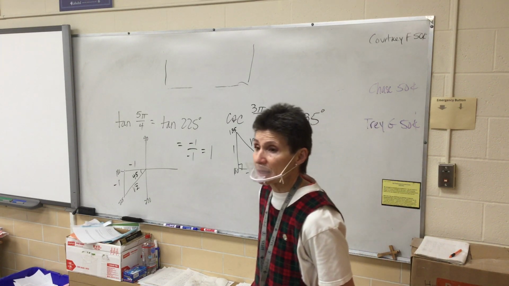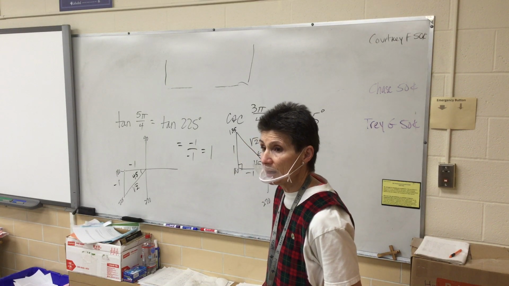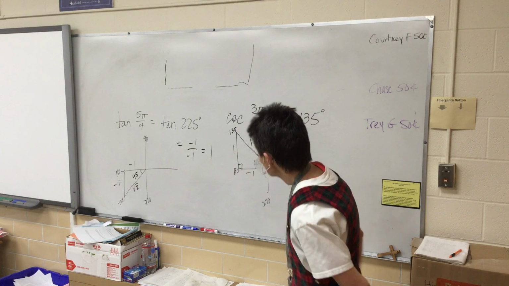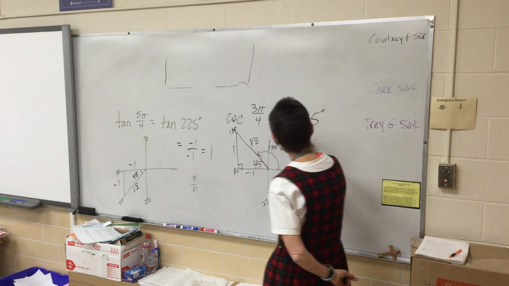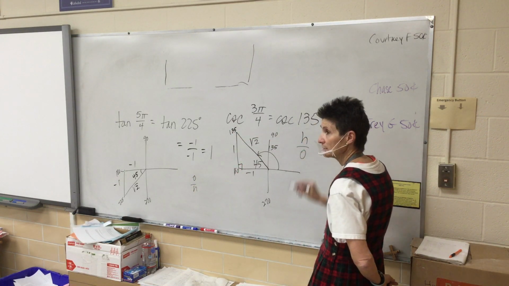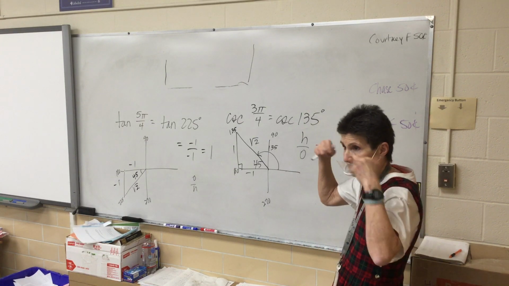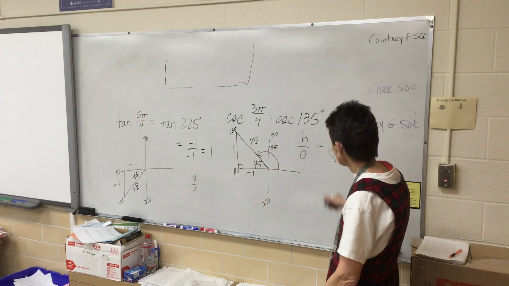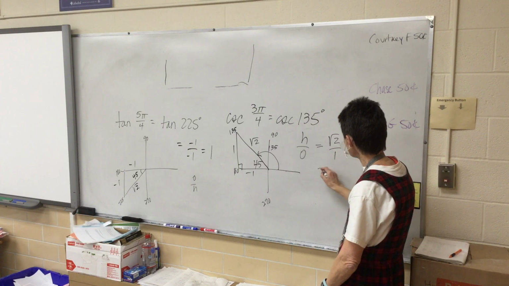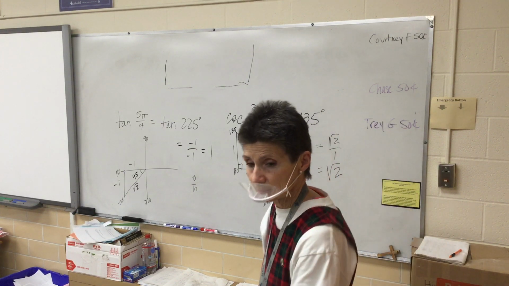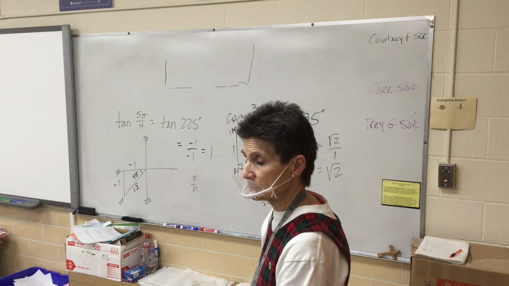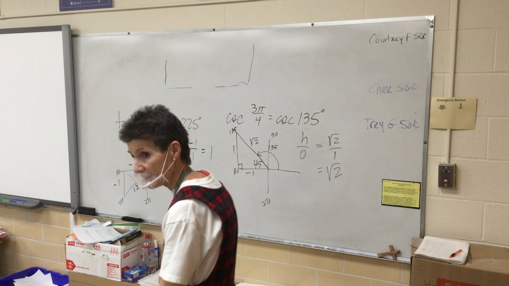Cosecant is the reciprocal of sine. Sine is opposite over hypotenuse, so this will be hypotenuse over opposite. Did you follow that? Root 2 over 1. So that's going to be root 2 over 1, so the answer is just plain old root 2. Getting the hang of it?